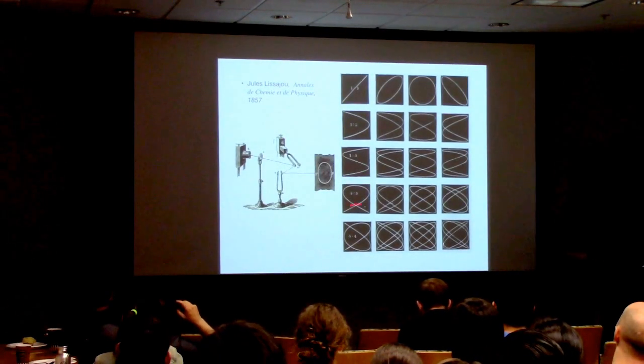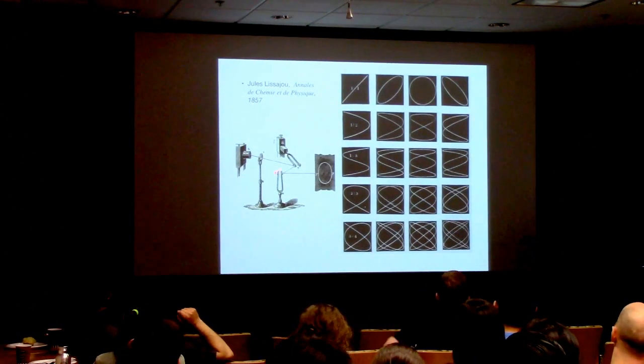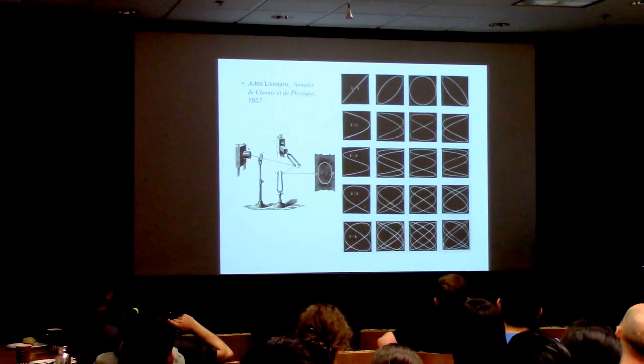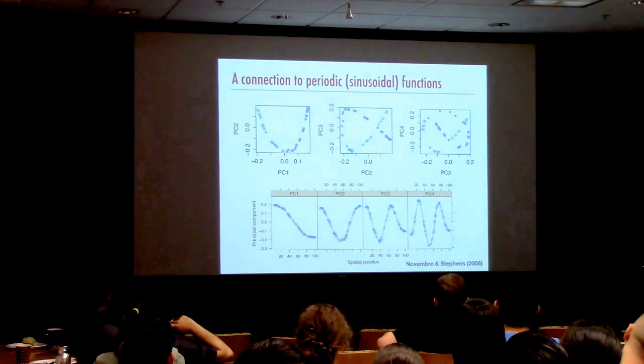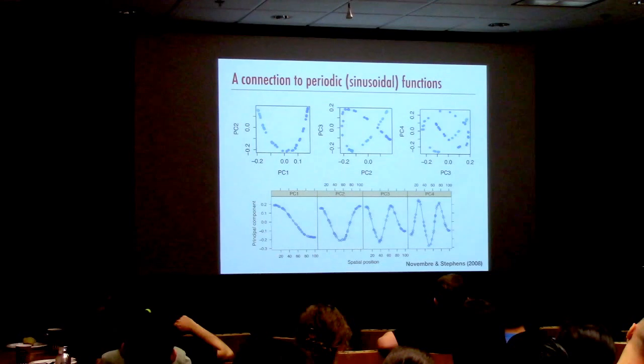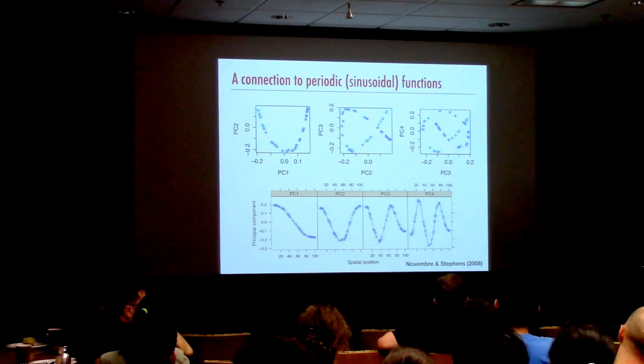These patterns actually appear in old work by Jules Lissajous, looking at tuning forks shining light onto walls, and there's the horseshoe, the fish, the pretzel. These are sinusoid functions plotted one against the other. So as a function of space, PC1, 2, and 3 are just nice sinusoidal functions, and when you plot one against the other, you get these patterns.